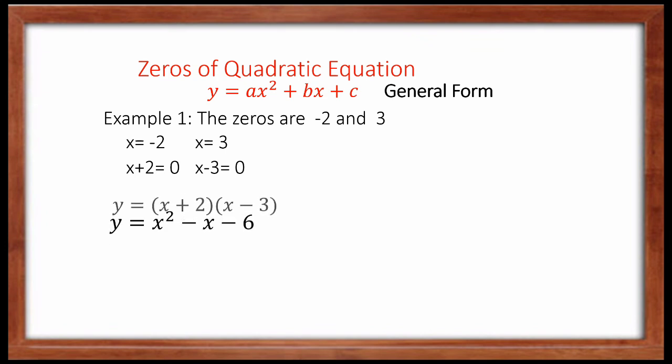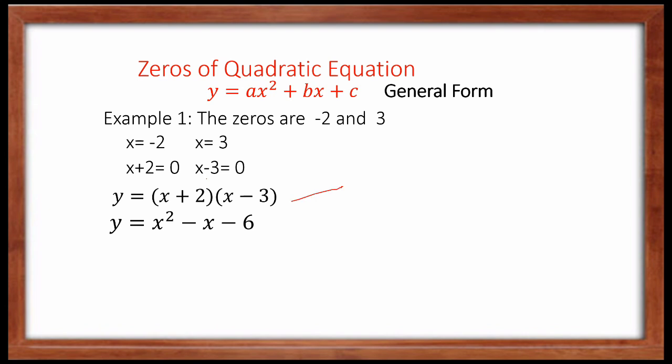Then, magiging y equals x plus 2, then x minus 3. The quantity of x plus 2 and the quantity of x minus 3. Bakit? Dahil kung mapapansin natin, ito na yung ating first binomial, second binomial.